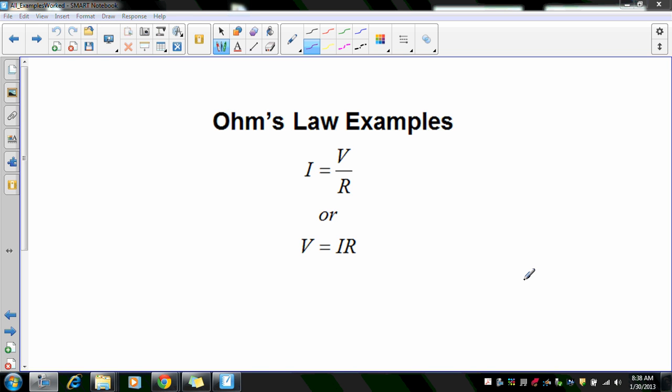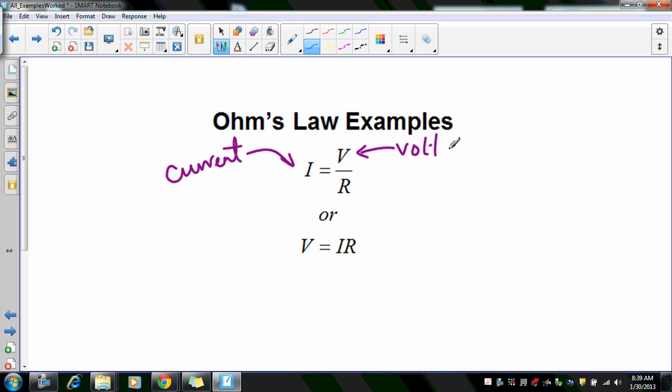So what we're going to do is use the equation that we derived from the Ohm's Law lab, and we're going to do some examples using this equation to make sure we know how everything works. So in the lab, we derived this equation, I equals V over R. Here I is current, V is voltage, and R is resistance.